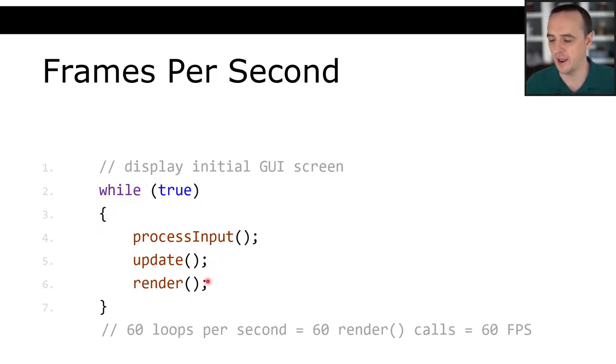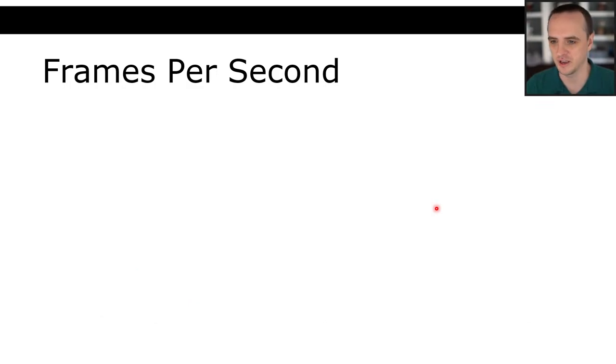So if this ran at 60 loops per second, that would be 60 render calls, which is 60 frames per second, right? And yes, I understand that these two things don't have to be coupled. We're going to talk about that in a little bit. But if we determined that we wanted our game to be rendered at 60 frames per second, how could we actually accomplish that without some magic function that our graphics library gave us?